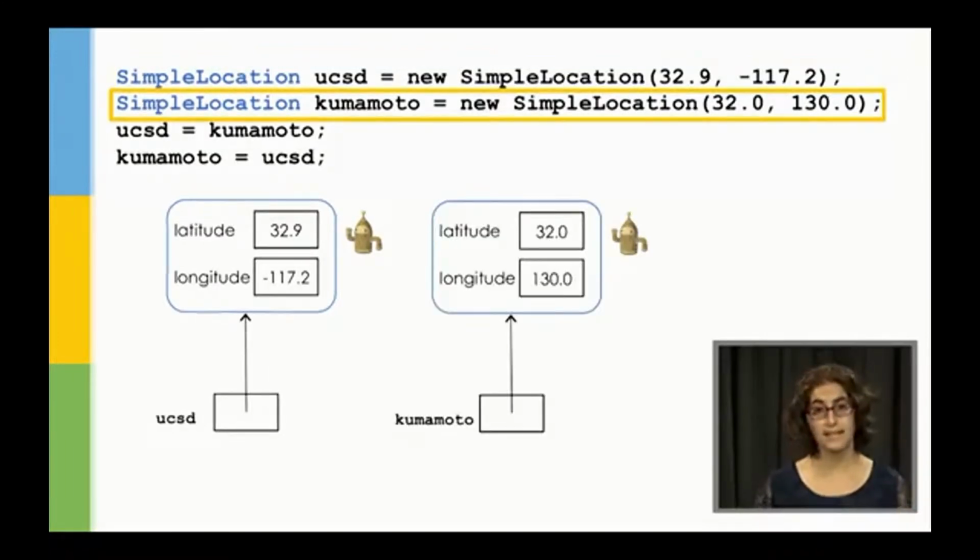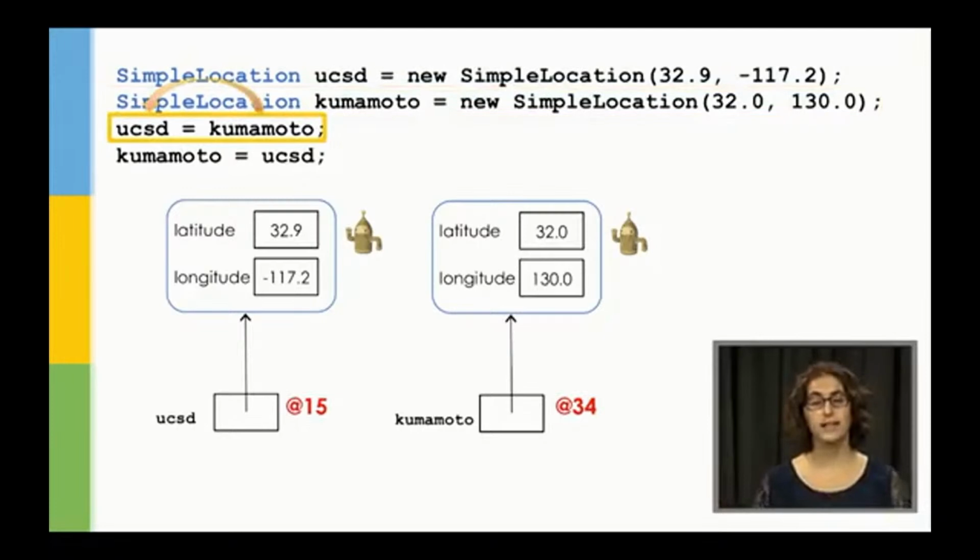So now we go on to the next line, and that next line has exactly the same form. We're declaring a variable. That variable is of type simple location. And so we have a reference to a new object. That object is being created by the constructor, and those instance variables have their own values. And notice that those instance variables for this new object are completely separate from the variables that we had for the previous object. We've constructed completely new copies of these objects.